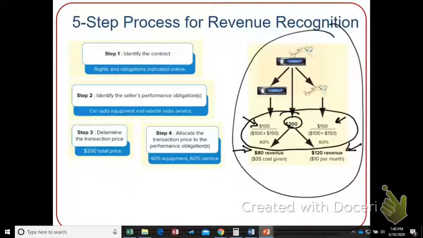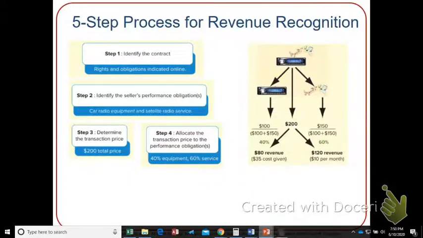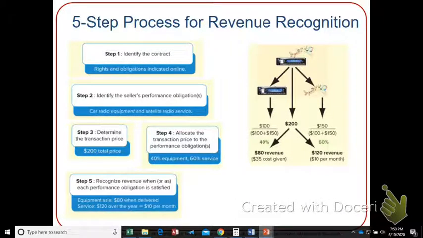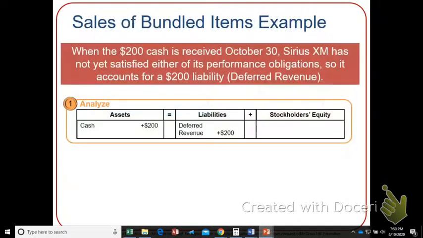So it says it's a 5-step, but basically you're trying to figure out how much the new item is based on the new price. All right, so we got these new items priced out. So then we're going to go ahead and we're going to look at when things are earned and recognized.